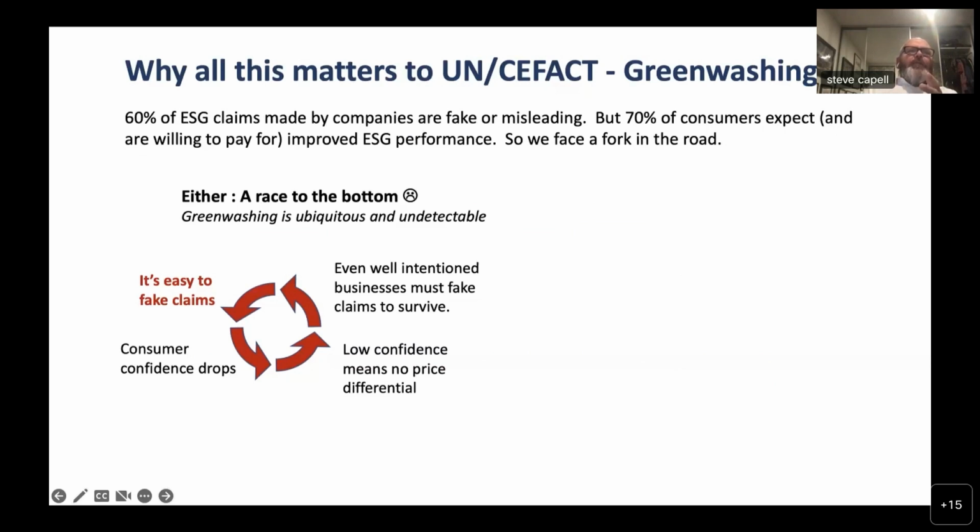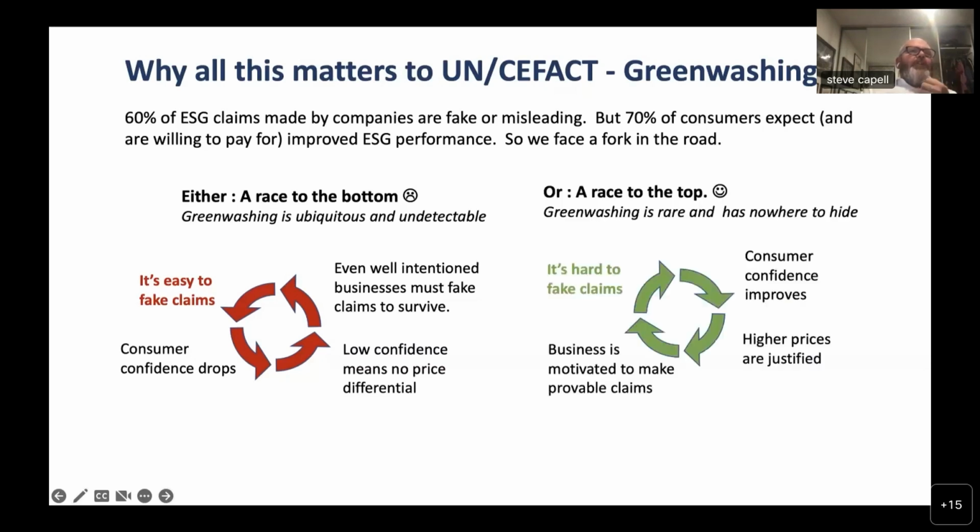And also a quite high proportion of consumers actually expect better and are willing to pay for it. So we find ourselves at a fork in the road here, where if ESG claims are easy to fake and consumer confidence drops, that lower confidence will mean less and less price differential and less margin for even well-intentioned businesses to transform the way they work. That's called a race to the bottom.